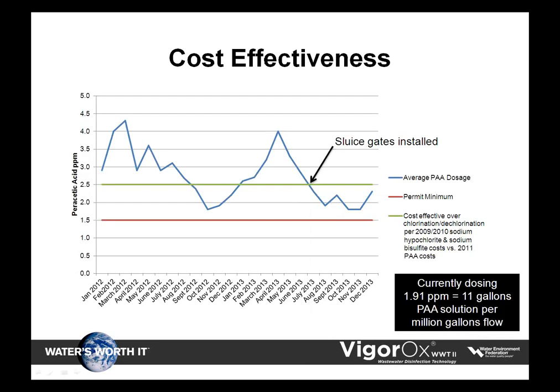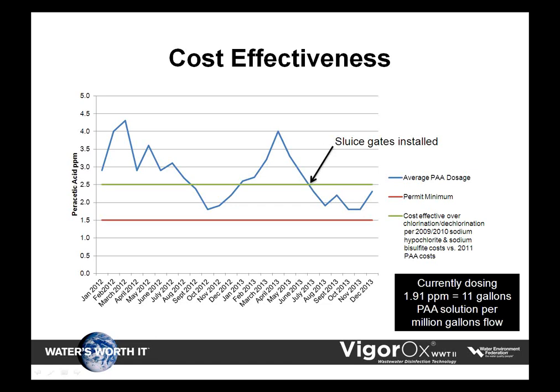This graph shows our cost effectiveness. We did our initial cost study at the beginning of 2012 using the cost of the sodium hypochlorite and sodium bisulfite from 2009 versus our cost of PAA in 2011. We determined that our break-even point would be around 2.5 parts per million PAA. And as you can see, it really fluctuated a lot, but it wasn't until we got all of our operational challenges worked out that we finally have been consistently under that break-even point.